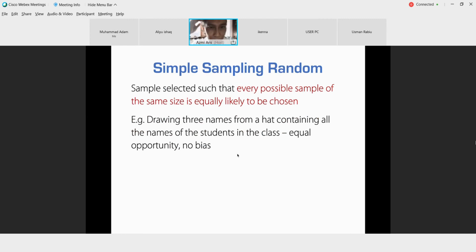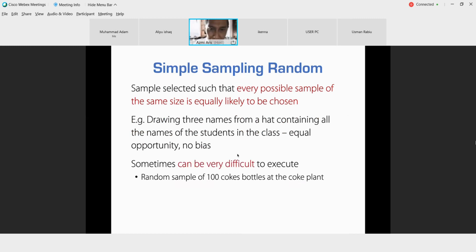So, for example, draw 3 names from a hat containing all the names of the students in the class. Equal opportunity, no bias. You want to give a present to 30 students, so you have their names rolled in pieces of paper, and then you call the headmaster to come and pull 3, like a lucky number event. So this is simple random sampling. Okay, simple random sampling.